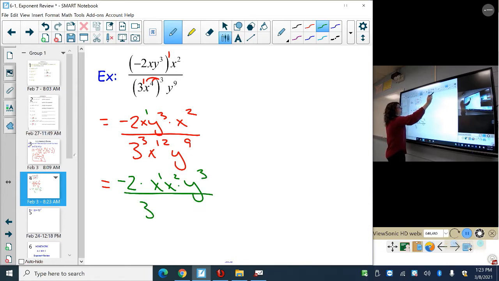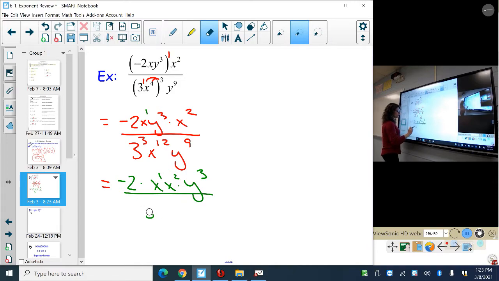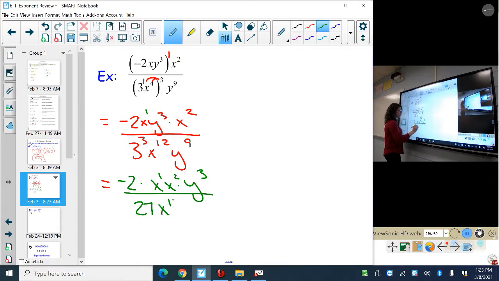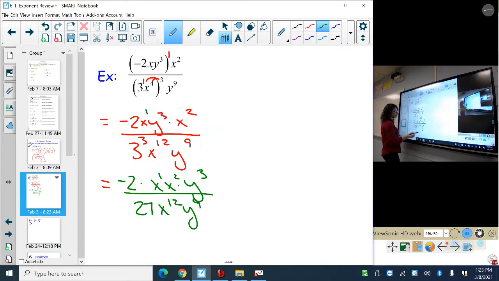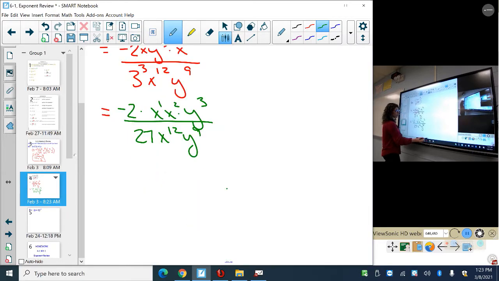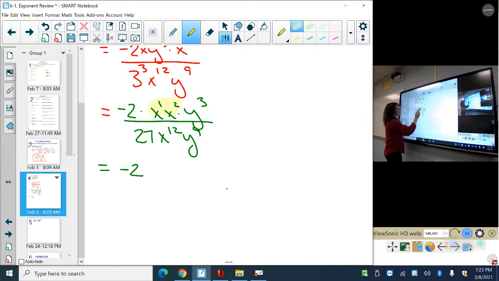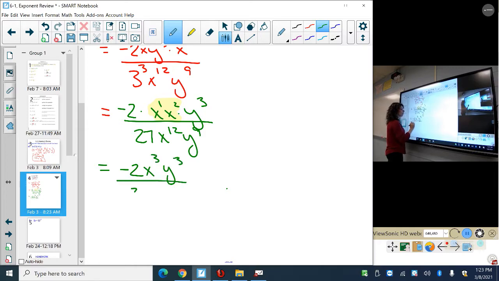3 times 3 times 3 is going to give me, 3 times 3 is 9, times 3 is 27, x to the 12th, y to the 9th. Okay? Then I'm going to go ahead and keep going. I'm going to marry these together right here by adding those exponents. So that's going to give me x to the 3rd, y to the 3rd over 27, x to the 12th, y to the 9th.